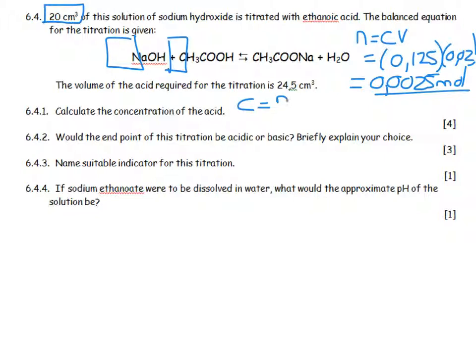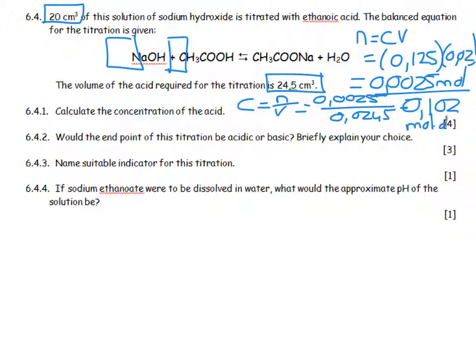Concentration is equal to number of moles divided by volume, 0,0025. The volume of the base is 0,0245, and I land up with 0,102 moles per cubic decimeter. Would the end point of this titration be acidic or basic? Briefly explain your choice. Well, this is a strong base and this is a weak acid, so we're going to land up with a basic endpoint since there are more OH- ions in solution than H3O+ ions in solution.